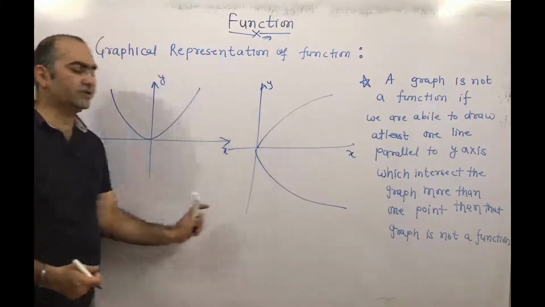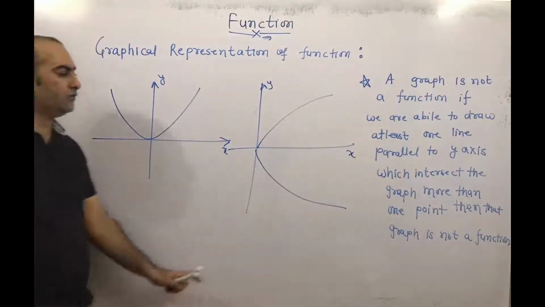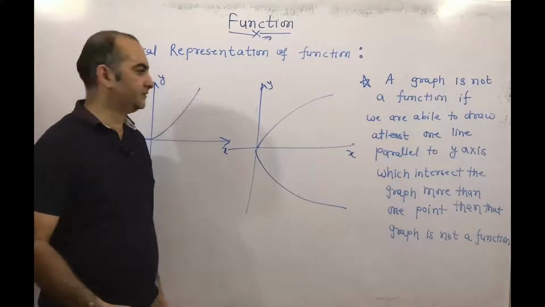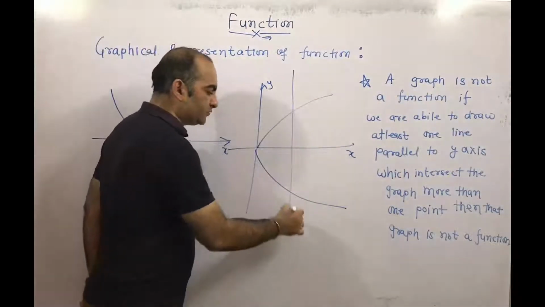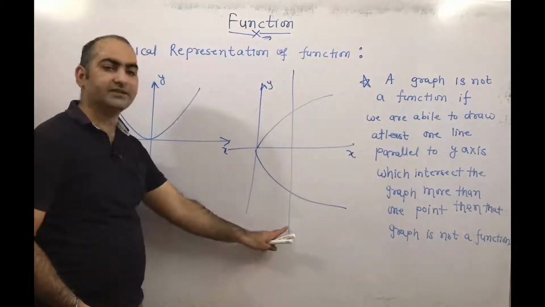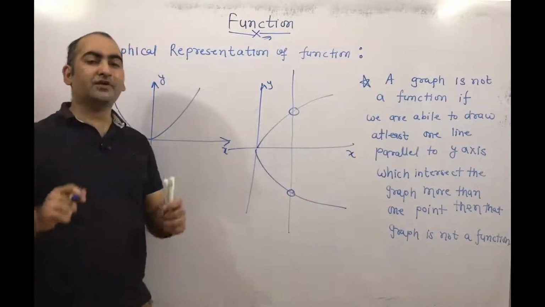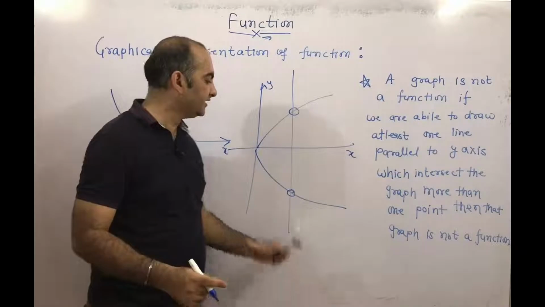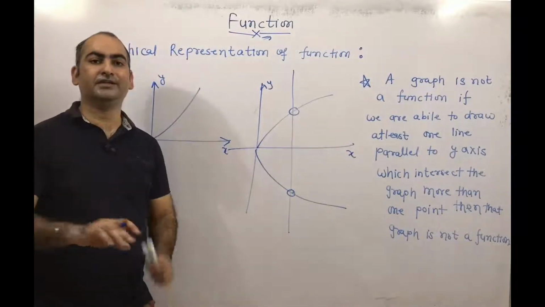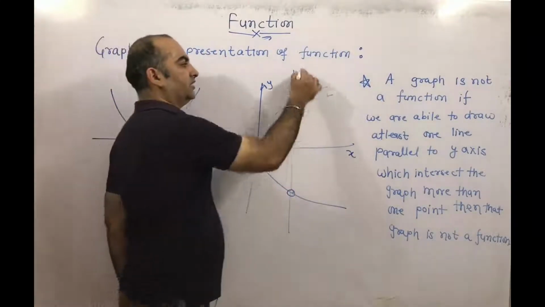So if you check these two graphs, if you draw a line parallel to y-axis, you can see this line is intersecting how many points? Two points. So if you are able to find at least one line which intersects the graph at more than 1 point, then that graph is not a function. So this graph is not a function.